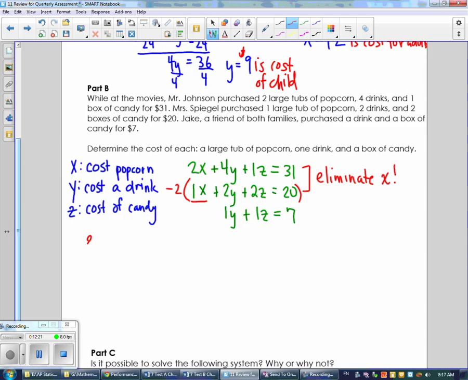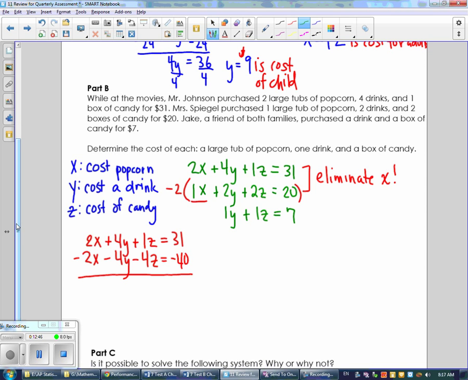I'm going to have 2x plus 4y plus 1z, and you don't need to put a 1 in front of it. And that equals 31. Now when I change my second equation, I'm going to have a -2x minus 4y minus 4z equals, and don't forget you have to distribute it all the way to the other side as well, that's going to give me a -40. Well, look what happens when I do this.